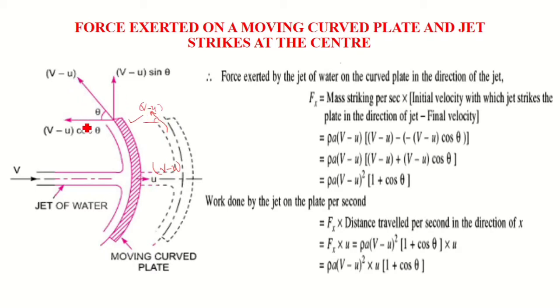So the x component at the outlet is (v minus u) cos theta, and the y component is (v minus u) sin theta. So the force exerted by the jet of water on the curved plate in the direction of the jet is equal to mass striking per second, that is rho a into (v minus u).